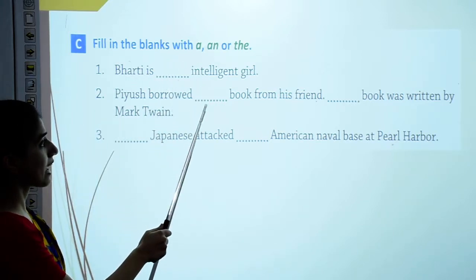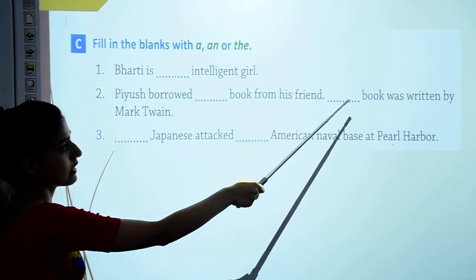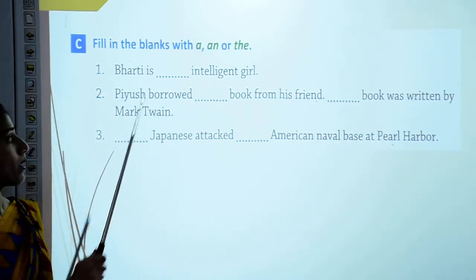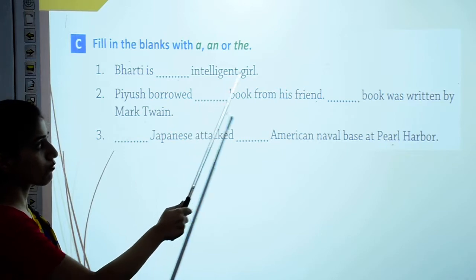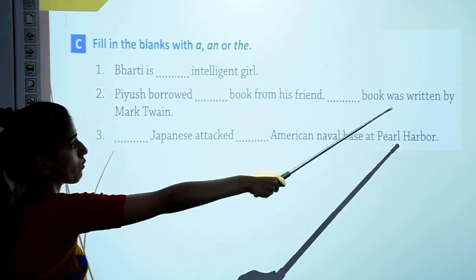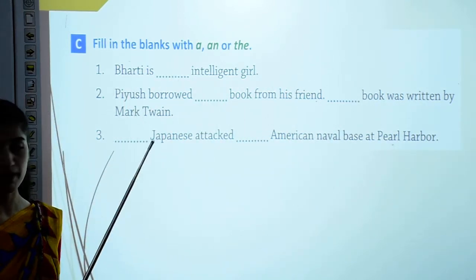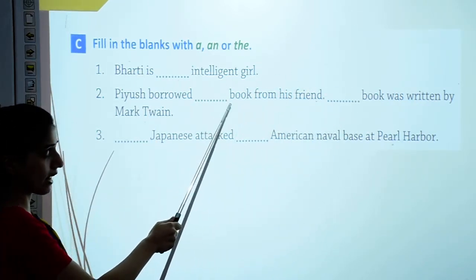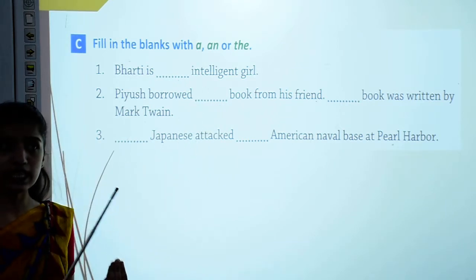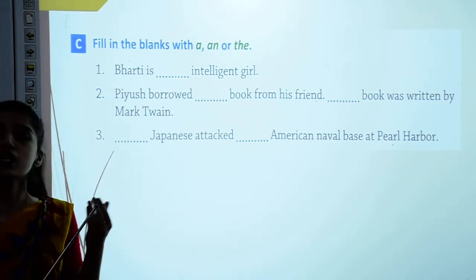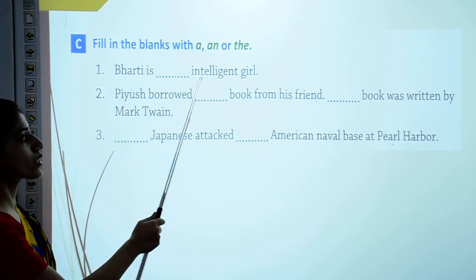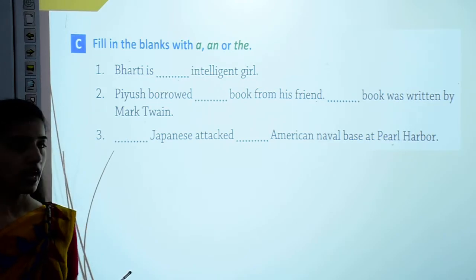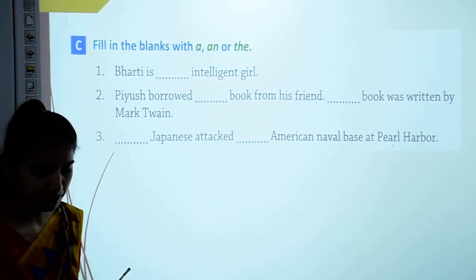"Piyush borrowed dash book from his friend. Dash book was written by Mark Twain." So, Piyush borrowed a book from his friend, and the book was written by Mark Twain, because it has already been mentioned, that is why we use the over it, and it is having a consonant sound. So in the first blank we used a. So, Piyush borrowed a book from his friend and the book was written by Mark Twain, and the rest you have to do in the same way only.